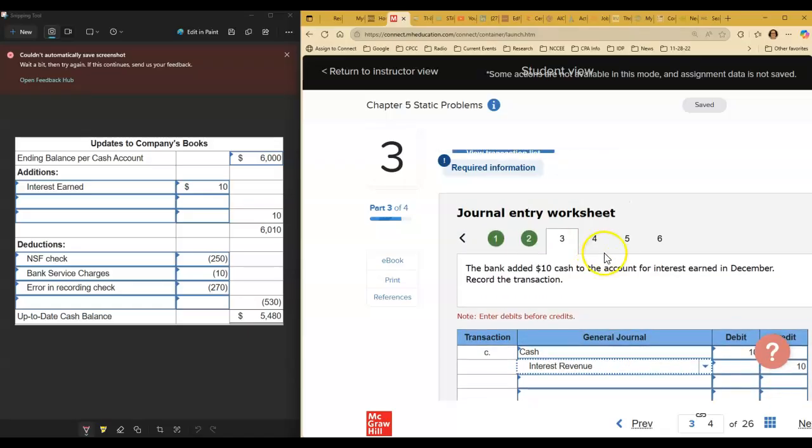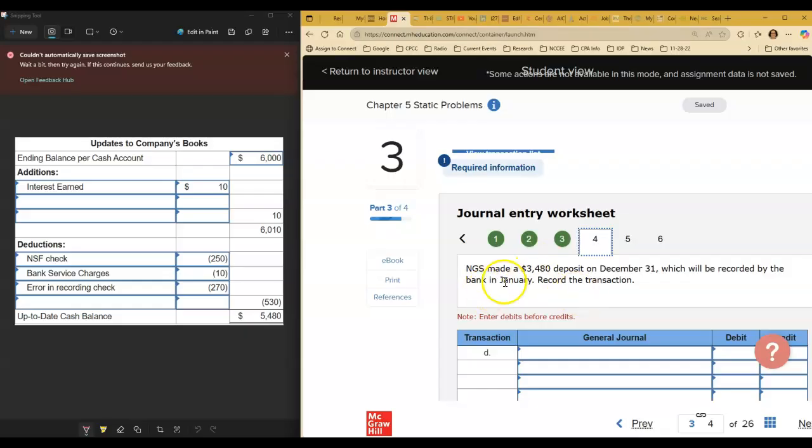All right. Number 4, that was the $3,480 deposit. Remember, that was deposits in transit. That was over on the bank side, so no journal entry. Now, other things to do as well is over here, right? We can mark these two items off because we know we already took care of those.